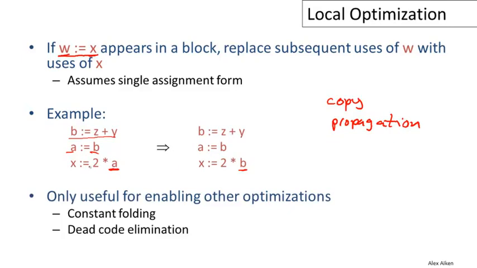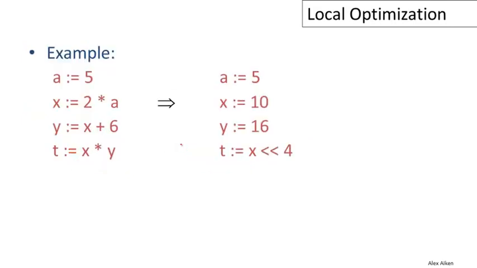And by itself, notice that this makes absolutely no improvement in the code. It's really only useful in conjunction with some of the other optimizations. So for example, in this case, after we do the copy propagation, it might be the case that this instruction can be deleted. If A is not used anyplace else in the code, then this instruction can be removed.